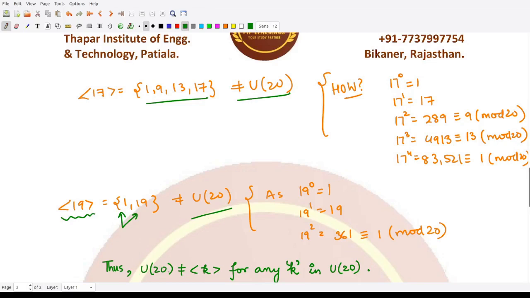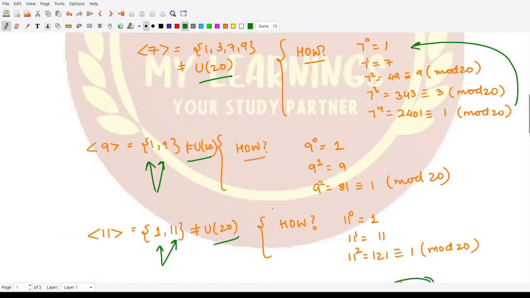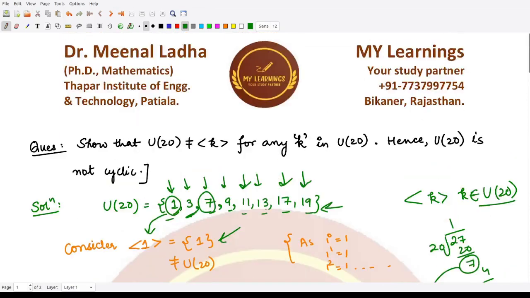So you see, U20 is not equal to the subgroup generated by k for any k in U20. Hence, this is not a cyclic group, and this is what we wanted to prove in this particular question. So I hope you understood this question well.